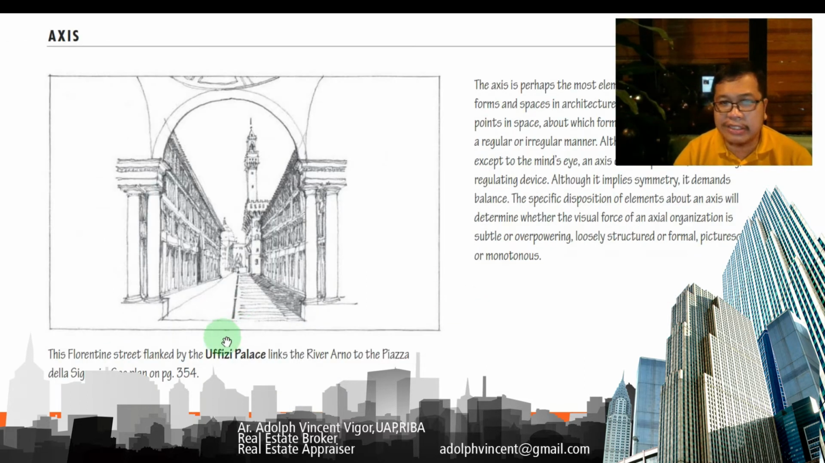So, for example, this is the Florentine Street, flanked by the Office Palace here. So, this is the axis, class. You can see there are spaces passing on both sides of the axis. So, there are two points connecting them.